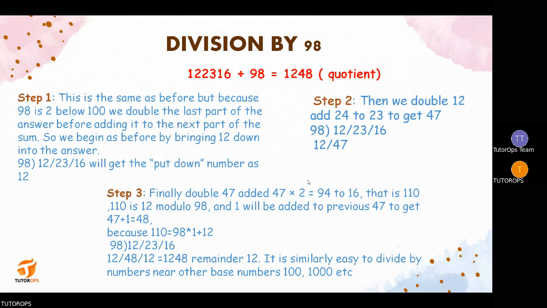122,316 divided by 98. Okay, so the first step is the same as before, but because 98 is 2 below 100. Now what is 2 below 100 and why are we taking 2 below 100? What does the phrase mean? The phrase actually means that I am again taking the base for the division. Why am I taking the base repeatedly?